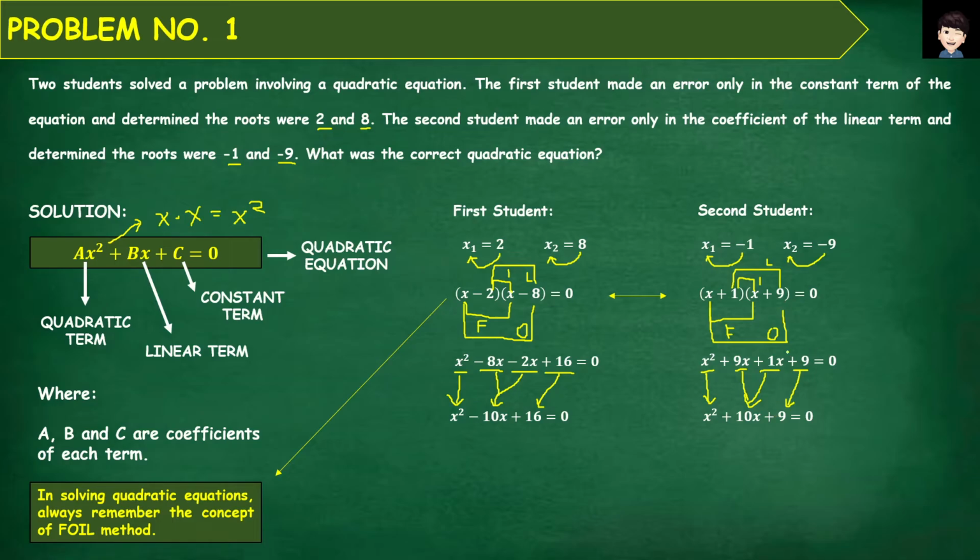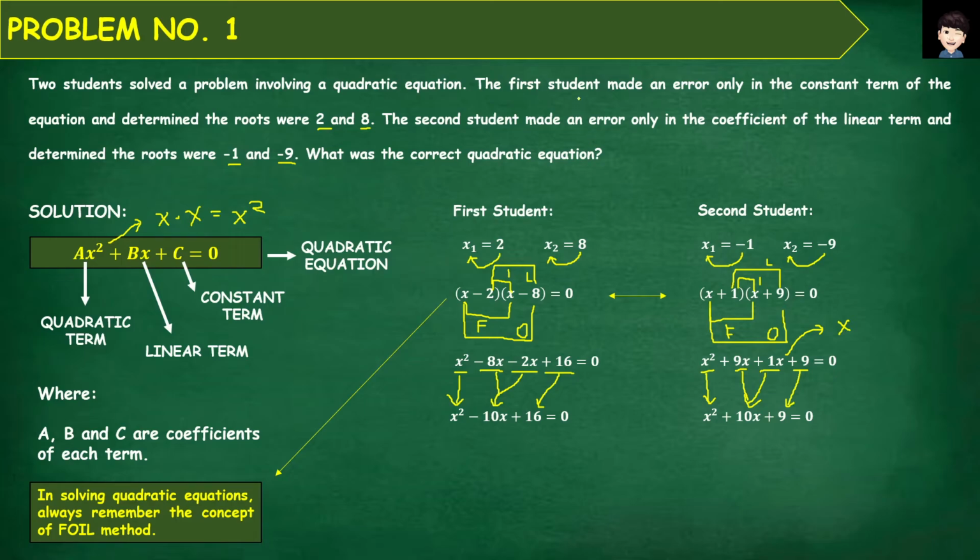So nga pala guys, bago ko makalimutan, itong 1x, pwede nyo ring i-consider as x only. Kasi automatically, meron yan katabing coefficient na 1. Okay, please remember that. So, ayun na, meron na tayong dalawang general forms of quadratic equation for first student and second student. So, balikan natin yung tanong. Ano ba talaga yung tanong? So, what was the correct quadratic equation?